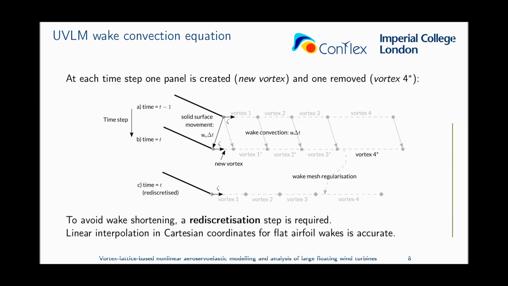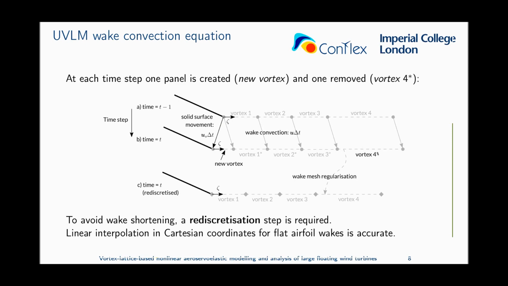There is a practical issue that we need to overcome when we are using wakes with this kind of discretization. In these figures, you can see an airfoil in black and the wake in light gray. At every time step, the airfoil will move forward and the wake will be convected downwards. And we will need to generate a new vortex in the space generated between those two. You can see the new vortex there. And thus, for computational efficiency and convenience, we would need to remove one vortex as well to keep the number of vortices constant. And that will imply removing vortex 4 star.